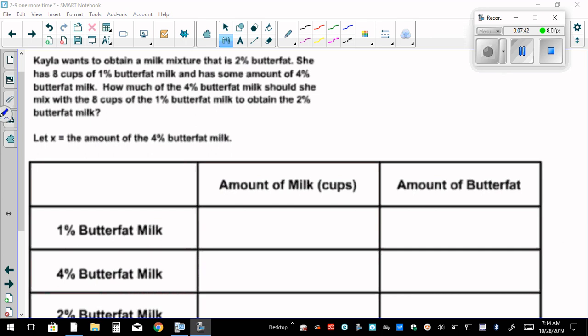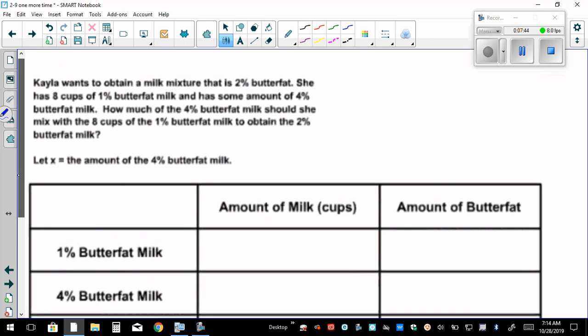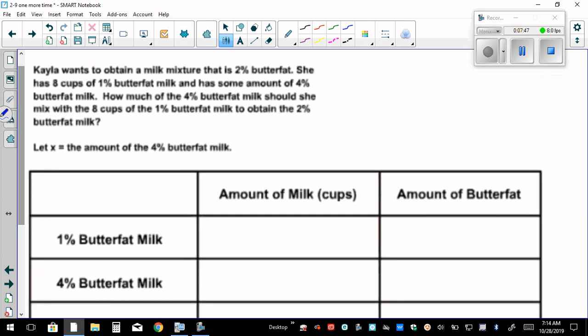Okay, here's another example of a mixture problem or a weighted average problem. It says Kayla wants to obtain a milk mixture that is 2% butterfat. She has 8 cups of 1% butterfat milk and has some amount of the 4% butterfat milk. So that's going to be our variable. How much of the 4% butterfat milk should be mixed with the 8 cups of the 1% butterfat milk to obtain the 2% butterfat milk?